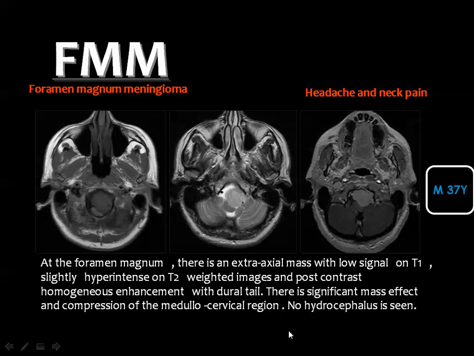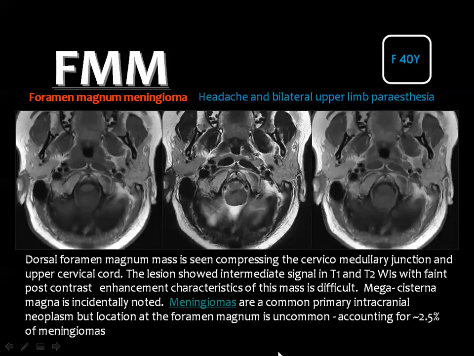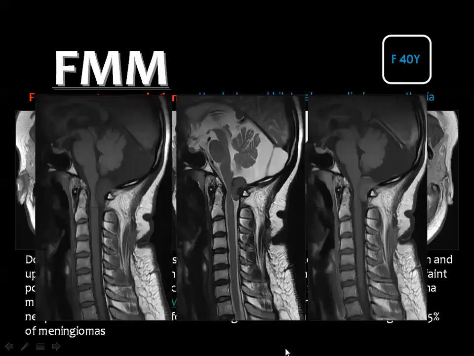homogeneous post-contrast enhancement. And these are the sagittal images well demonstrating the tumor at the foramen magnum with the classic dural tail and homogeneous enhancement compressing the craniocervical junction. This is a meningioma at the foramen magnum posterior to the spinal cord. It shows homogeneous post-contrast enhancement.